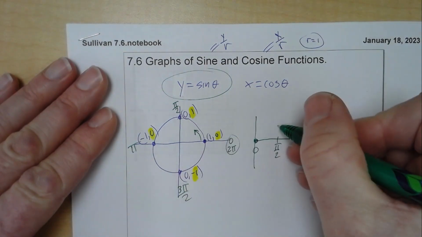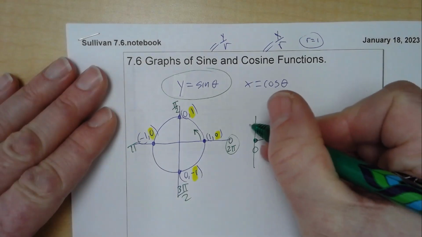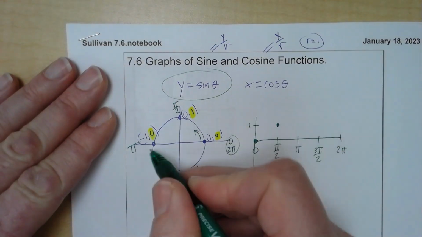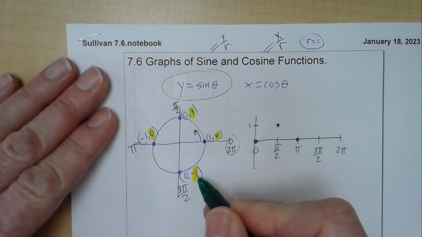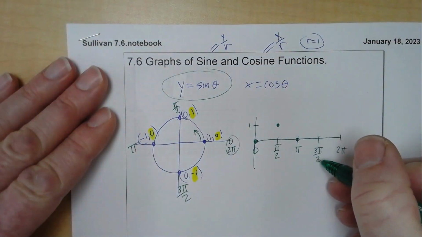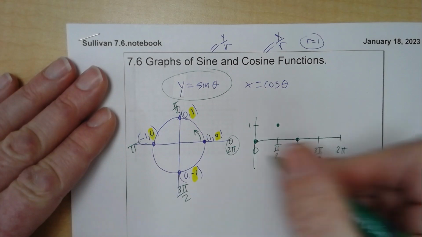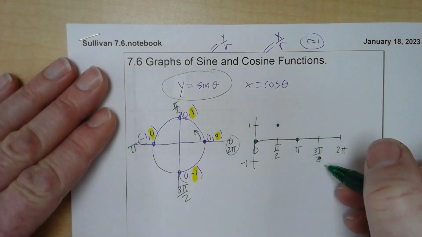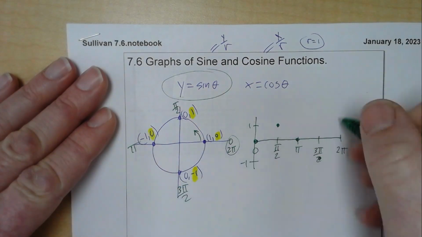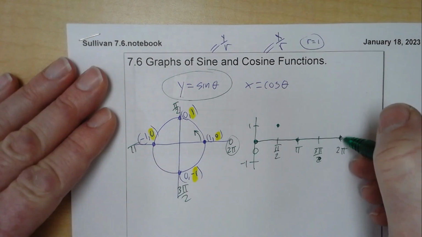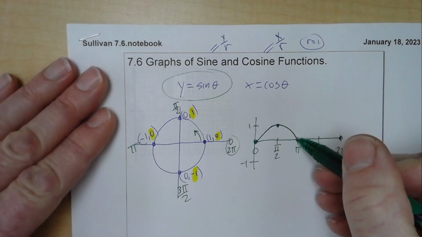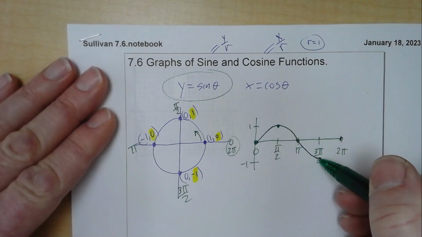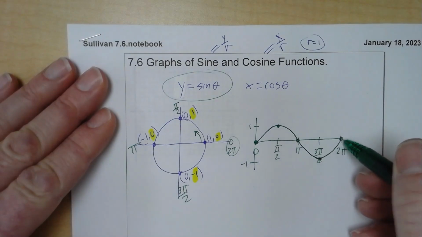At pi over 2, my y value is 1. So I'm going to go 1 up, I'll call that 1 up. And then my y value goes back to 0. Then my y value is negative 1. I'll call negative 1 down here somewhere. And then back to 0. So the y values get bigger, the y values get smaller, the y values become negative, and then they head back to 0.